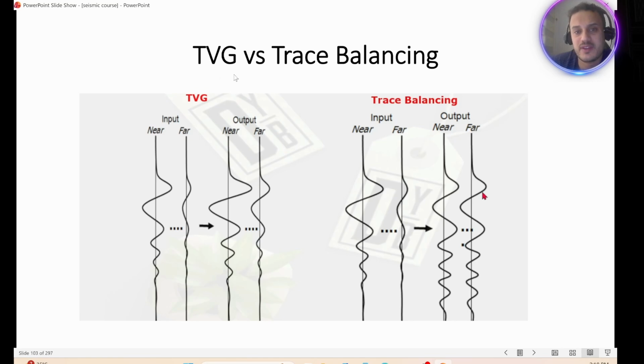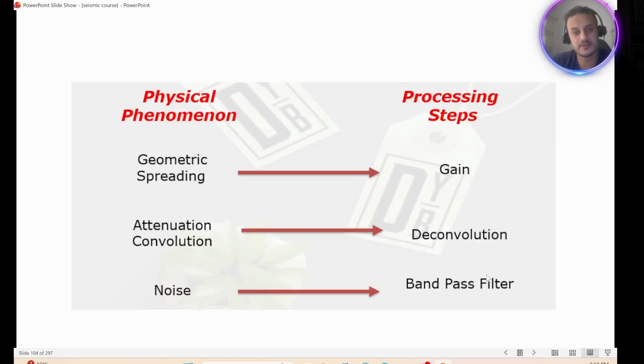Comparing between the TVG and the trace balancing: with the TVG, you will have enhancement but very little. By combining the trace balancing, which takes the vertical and the opposite, you will have a better output. So the key point here: if you have geometrical spreading, we use the gain to correct our low frequencies, so it will be so clean to see and understand.